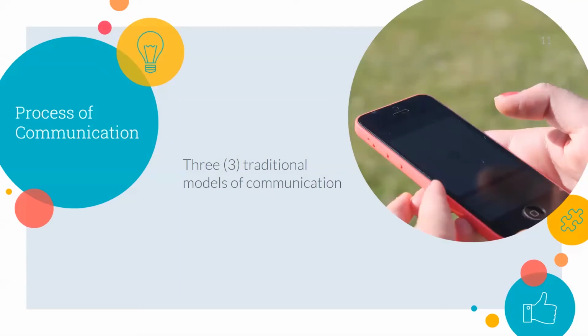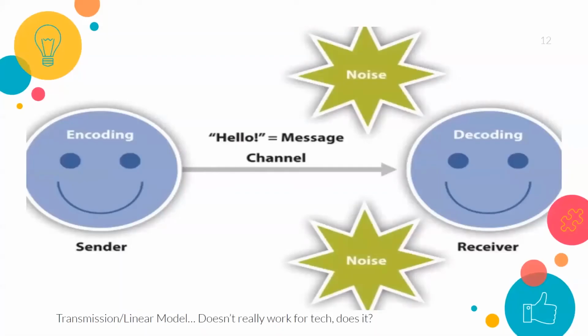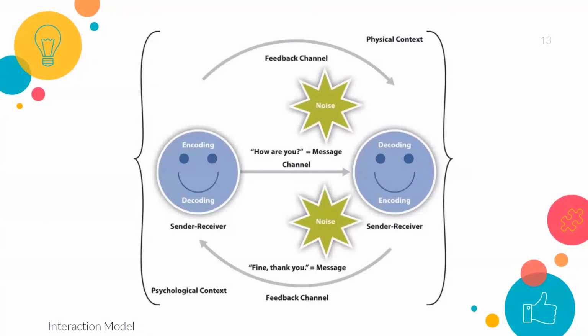So the process of communication, there's 3 traditional models that we look at. 2 of them are pretty out of date. So the first one is the transmission or linear model, but it doesn't really work for technology because it's just a person sending out a message and the receiver decoding it and being like, okay, great. We don't use that really at all anymore.